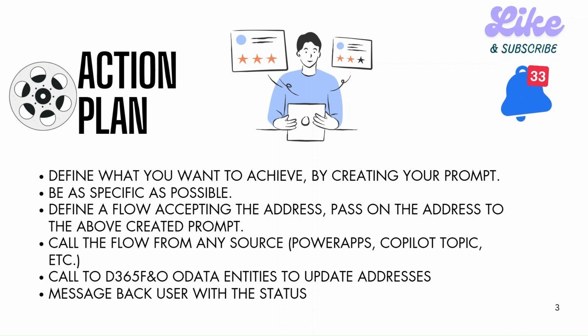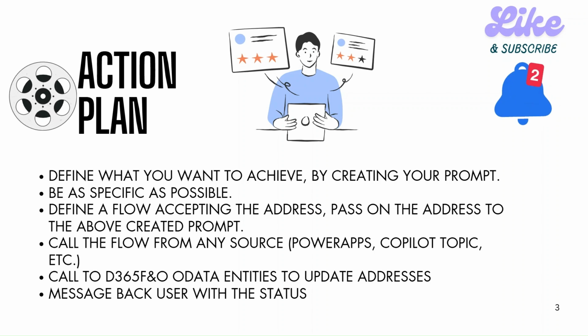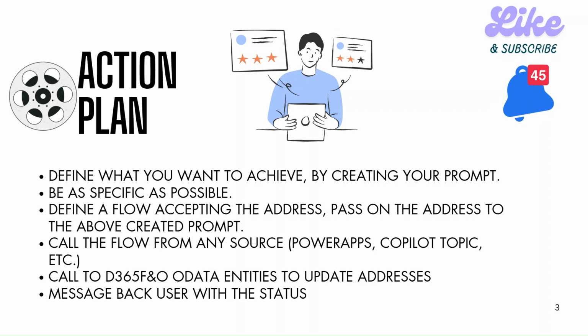Once you have published your prompt, you come back to your flows, Microsoft Power Automate, and create a flow by accepting the address which you want to update. You accept that address and pass it on to the above created prompt. Once that is done, you call the flow from any source. Say, for example, I want to update the address from a Power Apps Canvas application, or I want to update it through a Copilot topic. You can call it from anywhere.